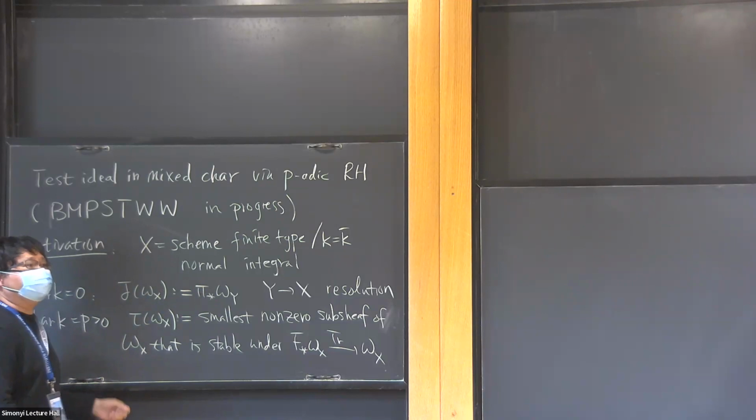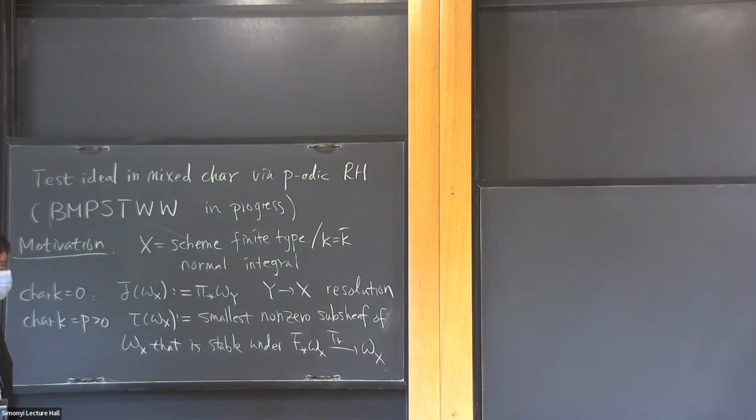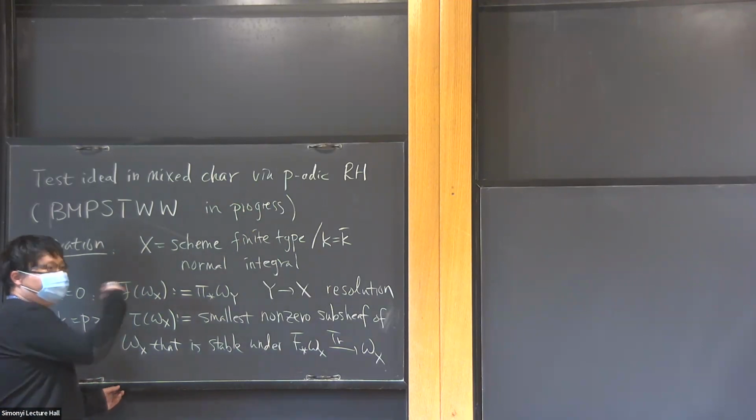Just a small question. In the characteristic 0 case, is it correct that the higher derived pushforwards vanish? That's right. The higher ones vanish.